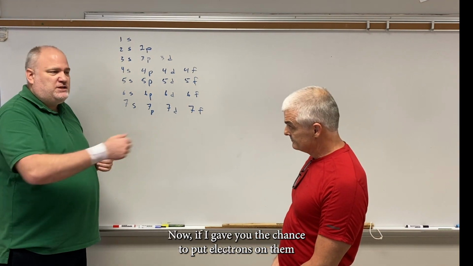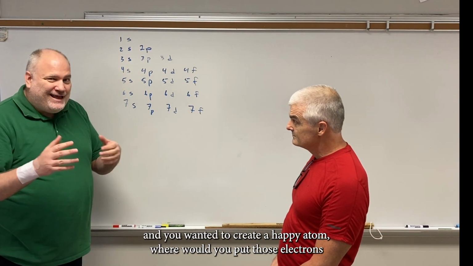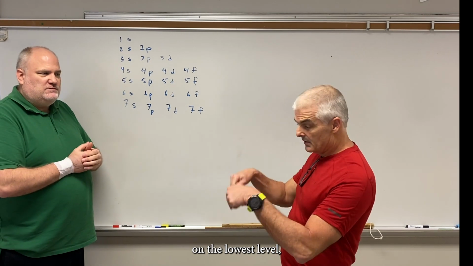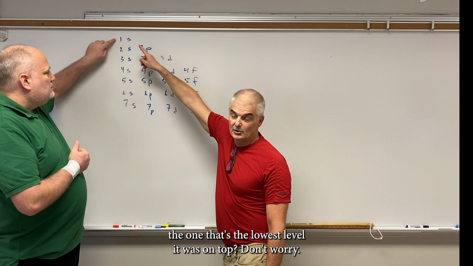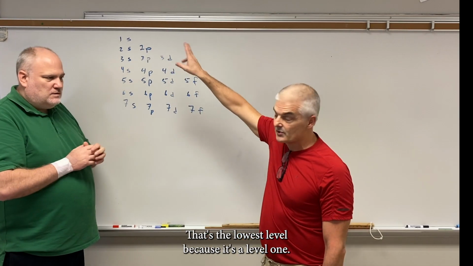Now, if I gave you the chance to put electrons in the atom and you wanted to create a happy atom, where would you put those electrons? Bottom, lowest level. The lowest energy levels possible, which would be like the 1s. That's the lowest level because it's level 1.